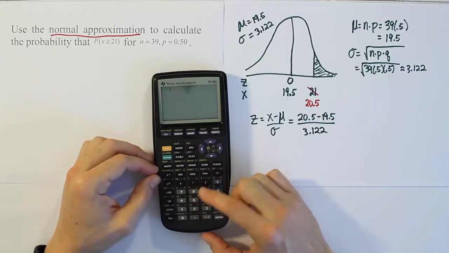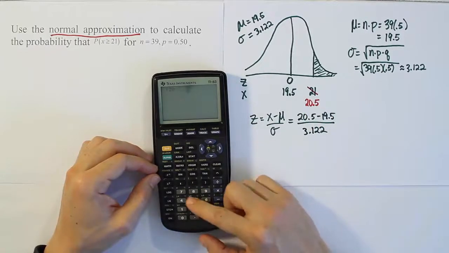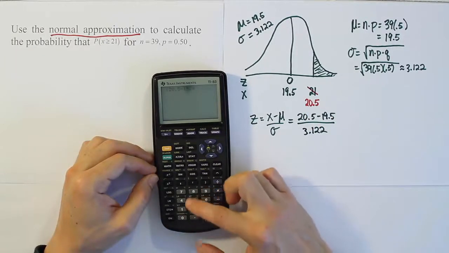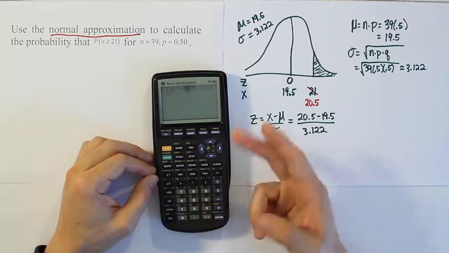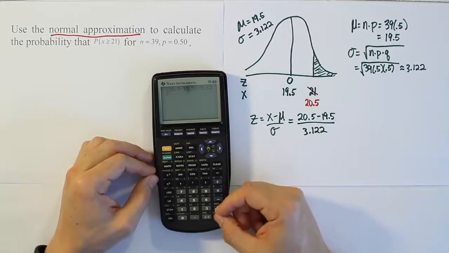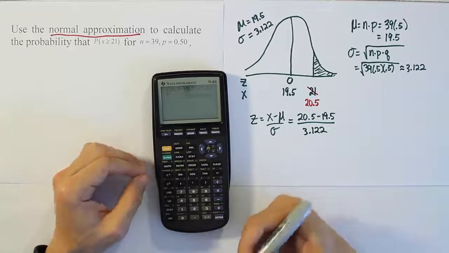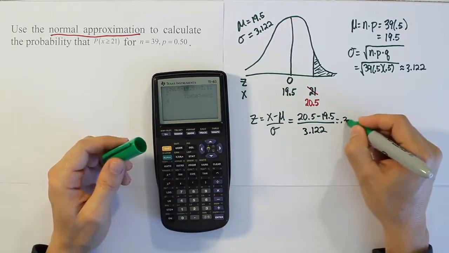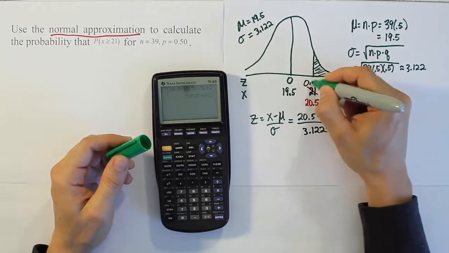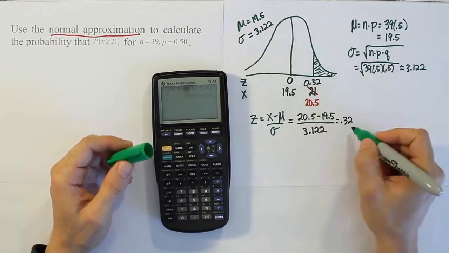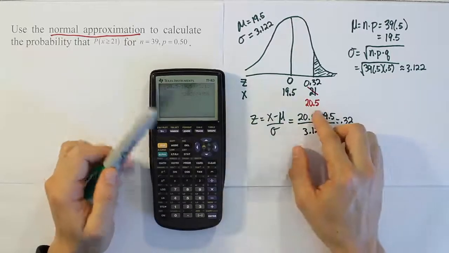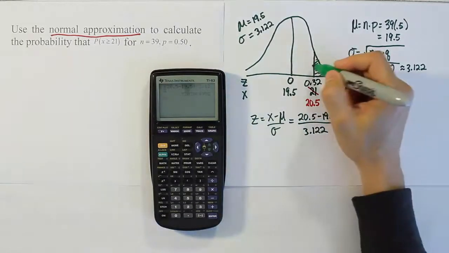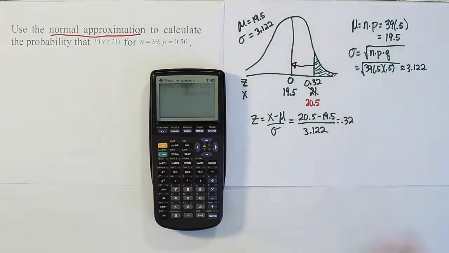Now, if you want to do it all in one step for problems where the subtraction on top is not so easy, we'll do 20.5 minus 19.5 and then divide by 3.122. Or you could have done the subtraction on top in your head and divided by 3.122. Either way, you get the answer 0.32. That's the number we're going to look up. Remember, it has to be rounded to 2 decimal places to use our z-table. Let's go to our z-table and look at 0.32 and see what area we get for that part from here to here. Remember, we have to do 0.5 minus that area to get the area in the tail.